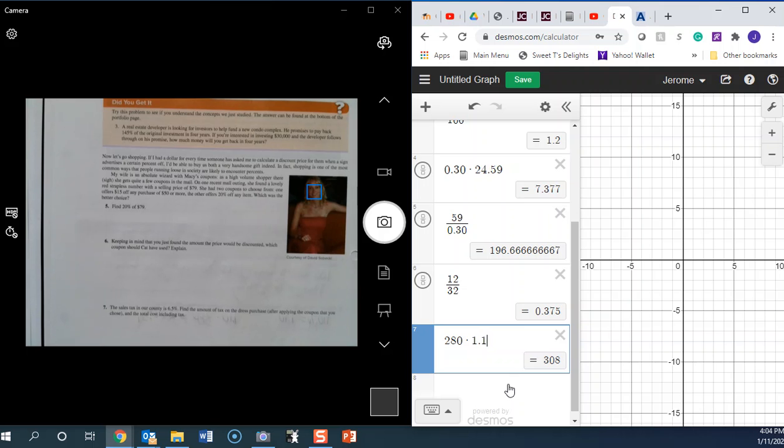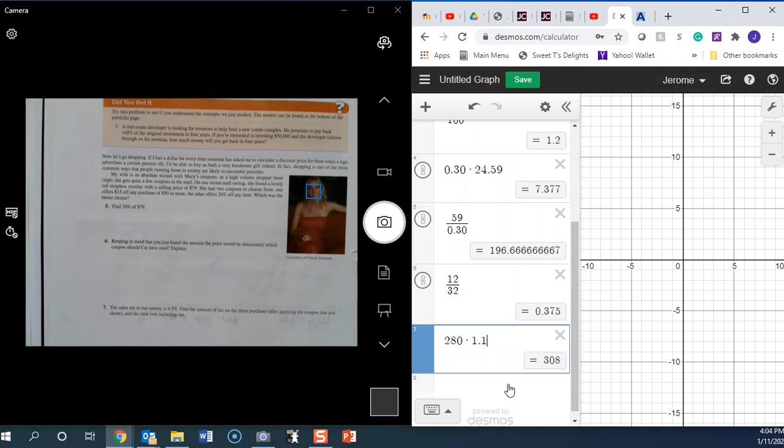In fact, shopping is one of the most common ways that people running loose in society are likely to encounter percents. My wife is an absolute wizard with Macy's coupons. As a high volume shopper there, she gets quite a few coupons in the mail. On one recent mall outing, she found a lovely red strapless number with a selling price of $79. She had 2 coupons to choose from.